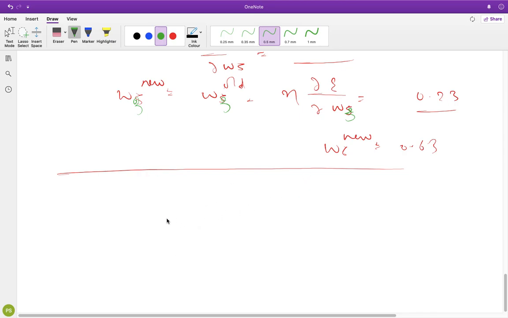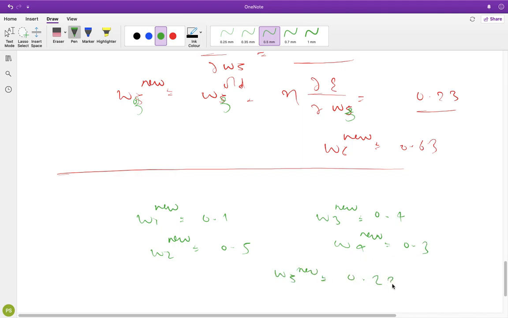So similarly, you can calculate all the weights. I will write it. When you calculate, we will get W2 new being 0.5, W3 new being 0.4, W4 new being 0.3, W5 new being 0.23, W6 new being 0.63, and E old, the old error, 0.07.